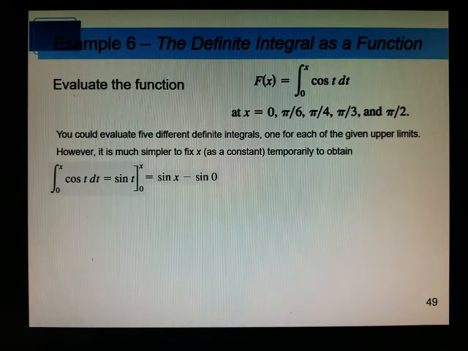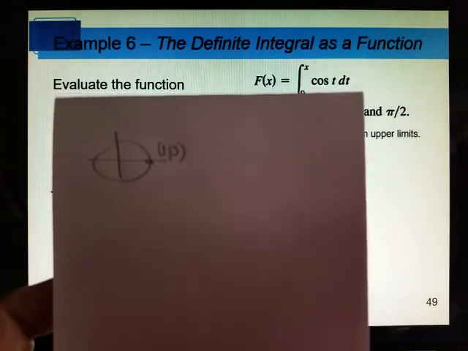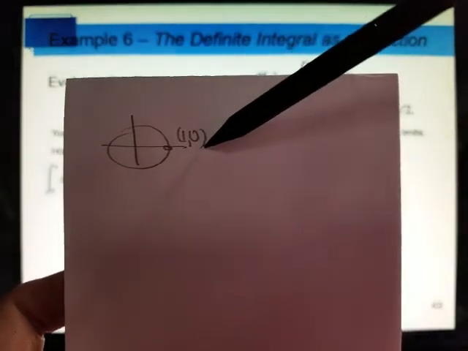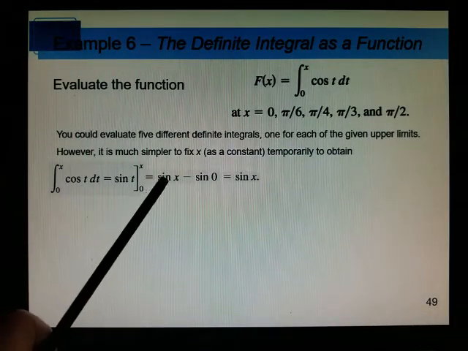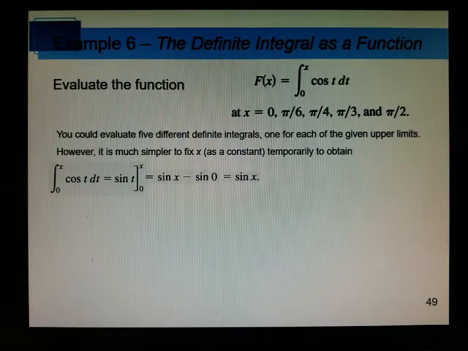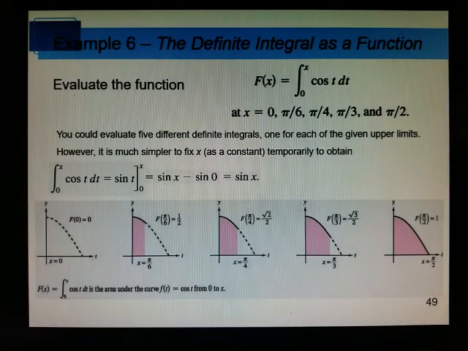Plug in the 0, the sine at 0 radians. So the sine at 0 radians means at 0 degrees. The sine, remember, was that y value of 0. So the sine of 0 is 0. Therefore, that gives me just the sine of x. Now I'm supposed to evaluate this at every single one of these answers. So that meant I needed the sine at 0. Well, the sine at 0 happens to be 0.